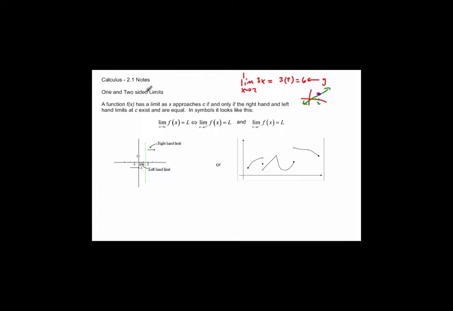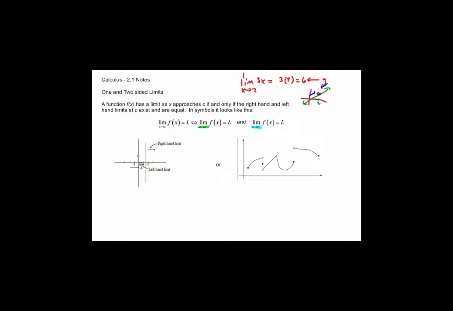And that's what this rule is for one and two-sided limits. A function has a limit as it approaches a specific number if and only if the right and left-hand limits exist and are equal. So back to this question that we drew up here really quick. When I come in from the left and I come in from the right, I approach the exact same number. And for your notational purposes, this guy right here is from the right, and this guy right here is from the left.